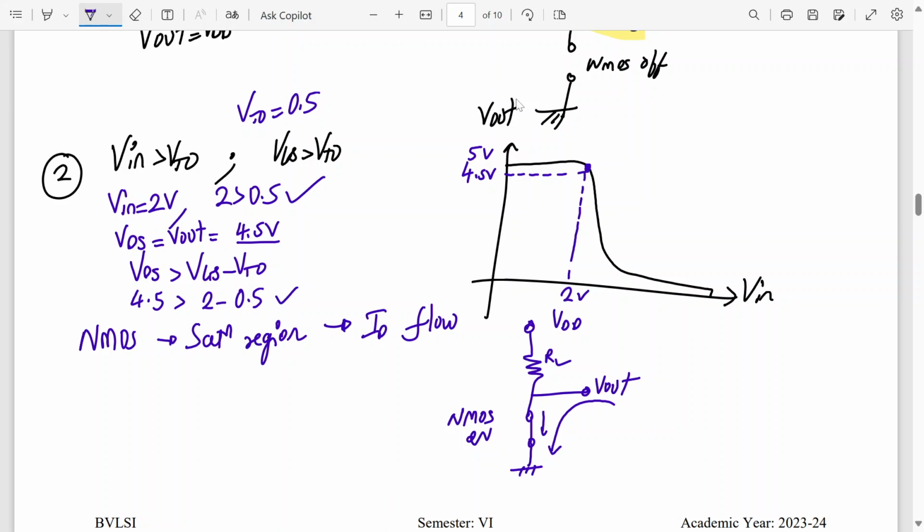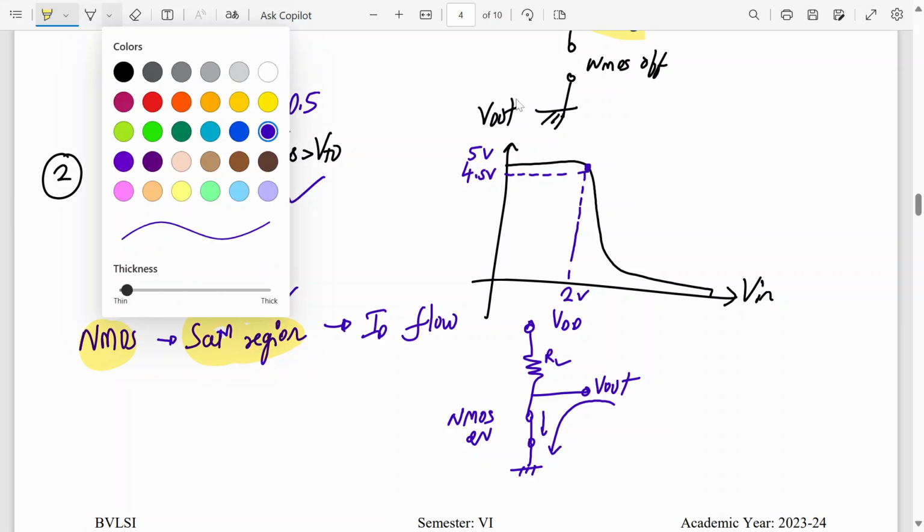So what is happening here? Two things to note down. NMOS is not in linear region, it is going directly to saturation after cut off. After cut off it goes to saturation, and the output is slightly reducing from 5 to 4.5. So still it is output high. 4.5 is still considered high. Understood this?